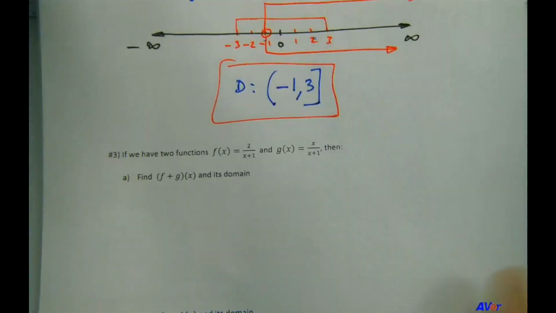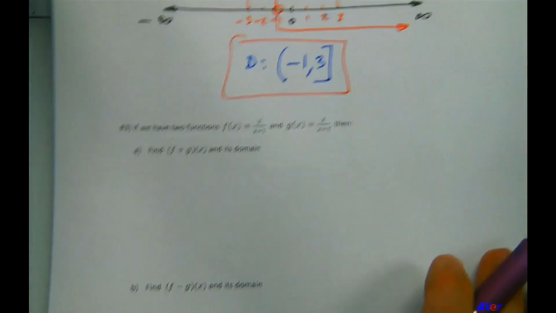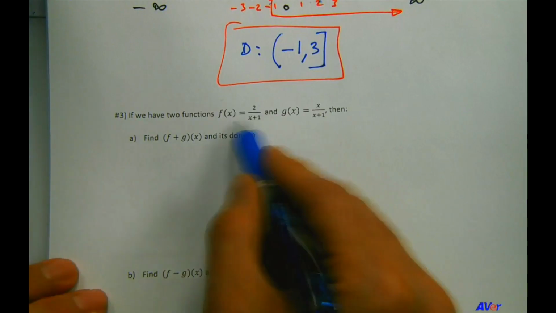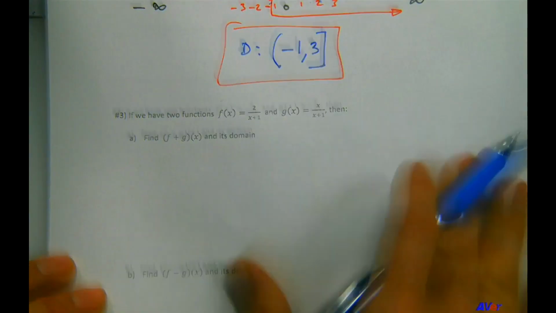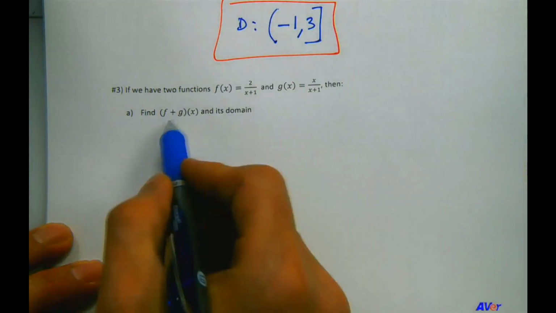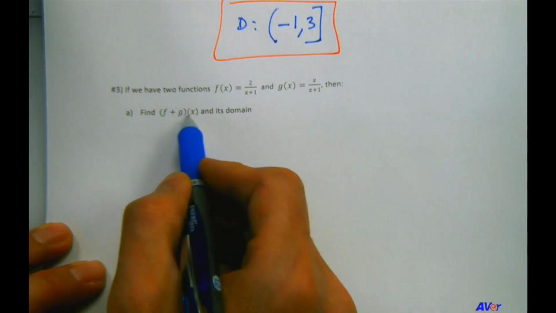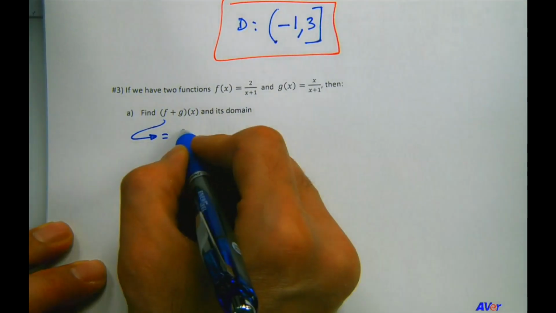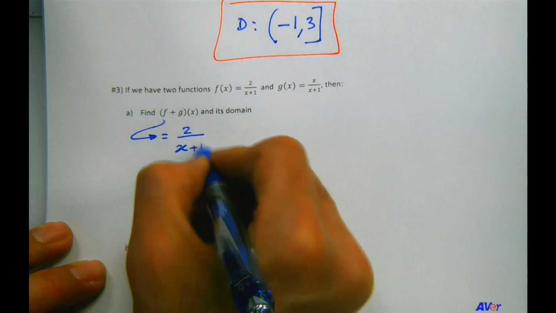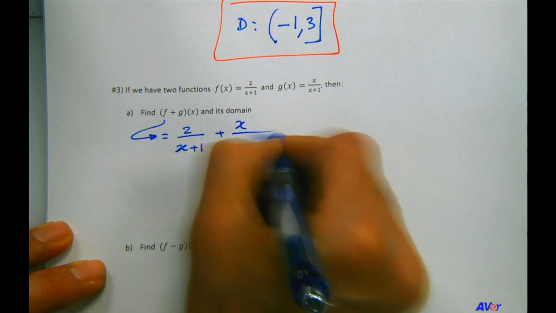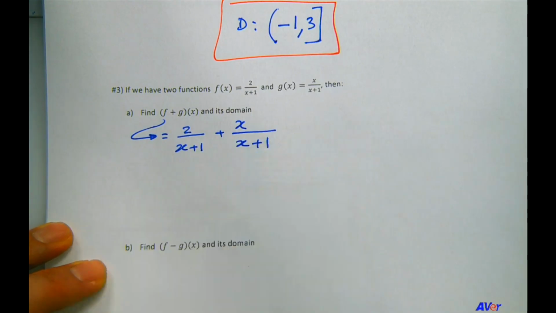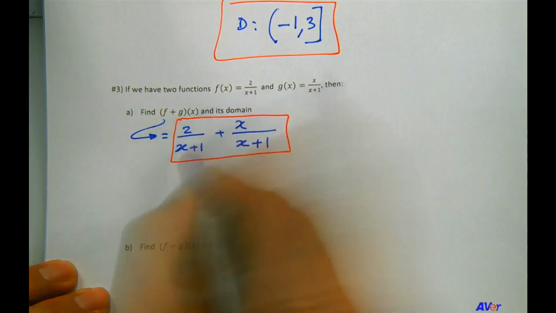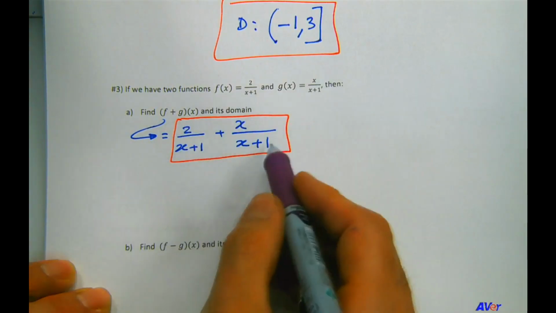So let's look at another example. This would be number 3. We have these two functions, and we want to find the combined function f plus g. So this would be 2 over x plus 1 plus x over x plus 1, right? That's our combined function. Both have denominator x plus 1, x plus 1.